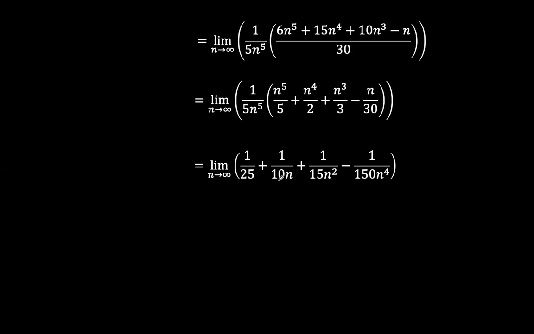So as n tends to infinity, we see that this entire expression goes to 0. This expression goes to 0. And this expression goes to 0. Because why? Because we have this n in the denominator, and as n tends to infinity, the entire fraction tends to 0. So we're left with now 1 over 25 plus 0 minus 0. So our answer is 1 over 25.